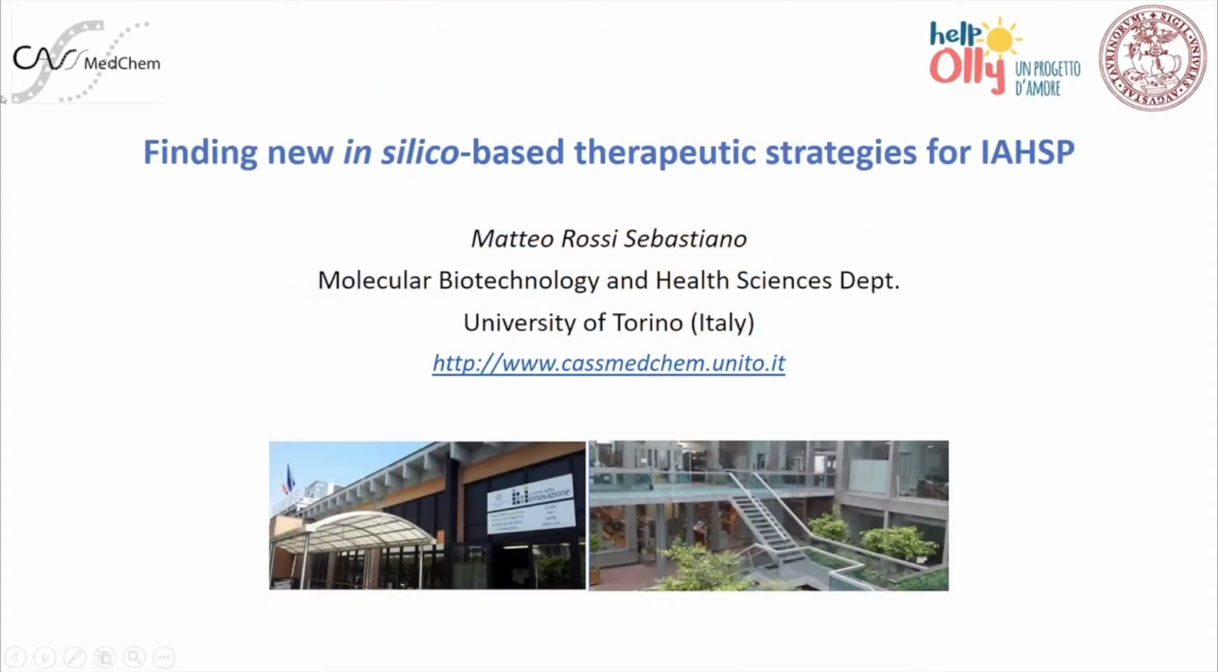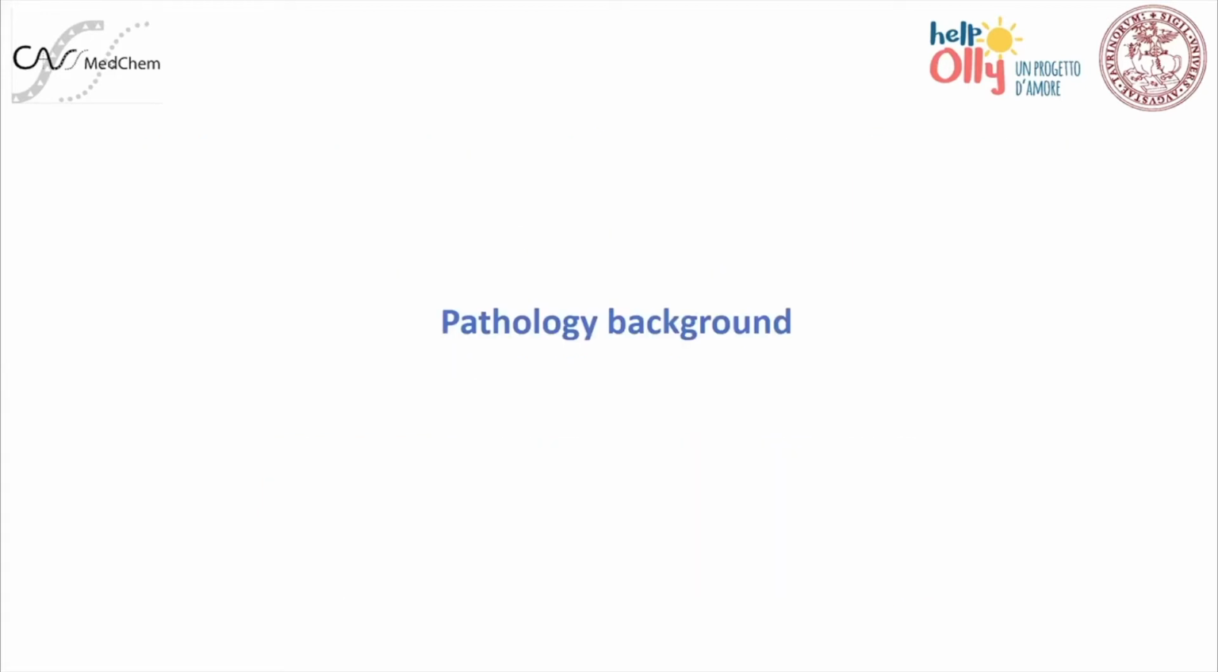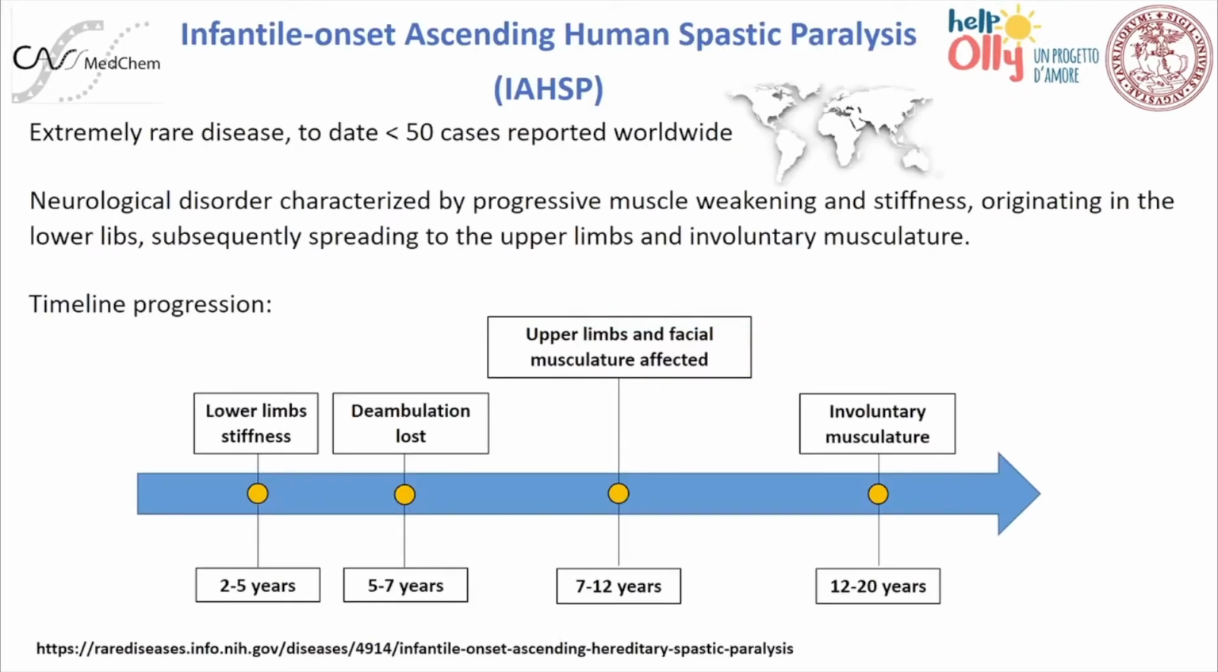Before I kick off with the data, there are some considerations to be done, and especially introducing the pathology I will be talking about today. So infantile-onset ascending hereditary spastic paralysis, for now in short I will call it IAHSP. It's an extremely rare disease in the family of the motor neuron diseases.